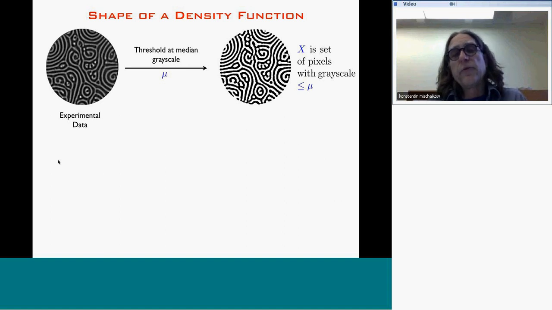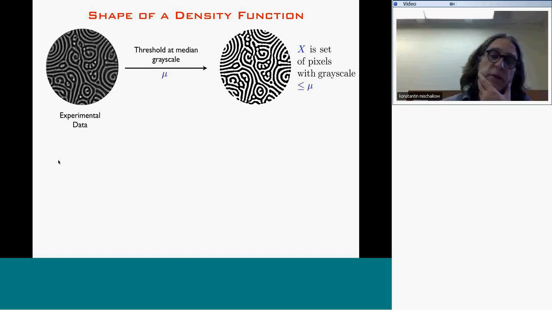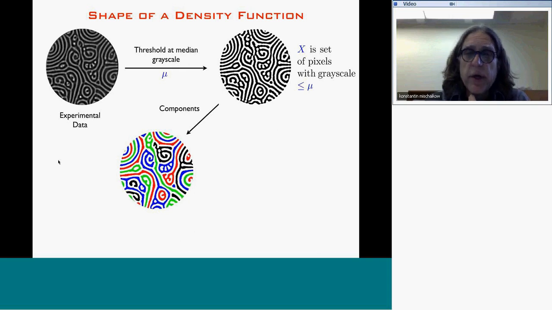So what we did was, for every frame, we took the median grayscale and we threshold. The dark became black and the light became white. And now I have two sets: a black set of pixels and a white set of pixels. In this case I'm looking at the black set of pixels. I can count the number of components of the black pixels, which I've colored just so it makes it easy for you to see the components. And of course, that's exactly what Betti 0 will tell us. 34 components here.